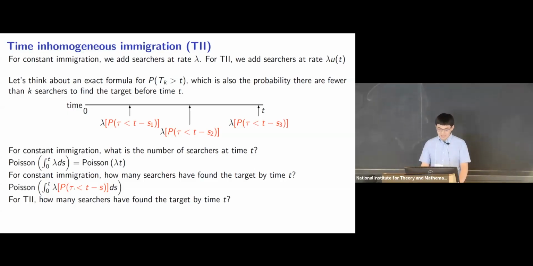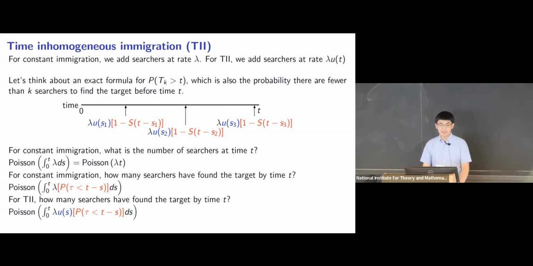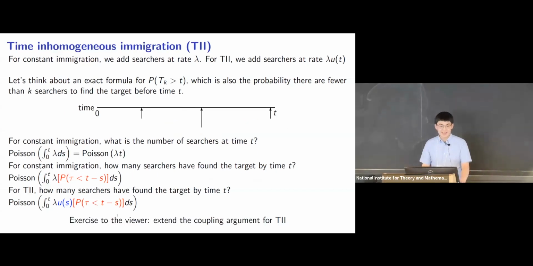Okay, so last part, we have time inhomogeneous immigration. How many searchers have found the target at time t? Well, instead of lambda many searchers coming in at this point, now it's lambda times u of whatever that time point is. And so we can immediately write down that the number of searchers that have found it is Poisson with rate that. So this is how many searchers are coming in, and how many of them actually find the target. And so these are nice, basically one-line derivations that I find pretty nice. And since I haven't taught in a while, I'll leave it as an exercise to the viewer, if you want, to take the time inhomogeneous stuff and apply that over to the coupling argument that we went over.